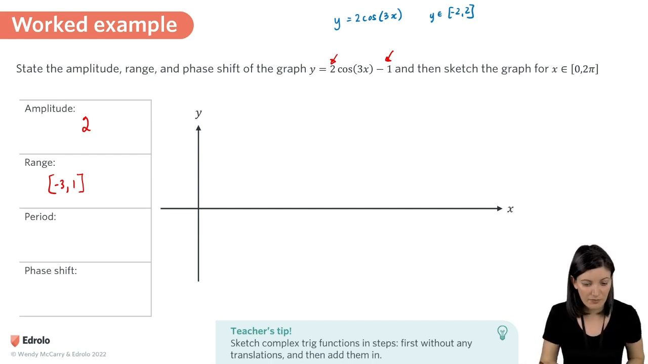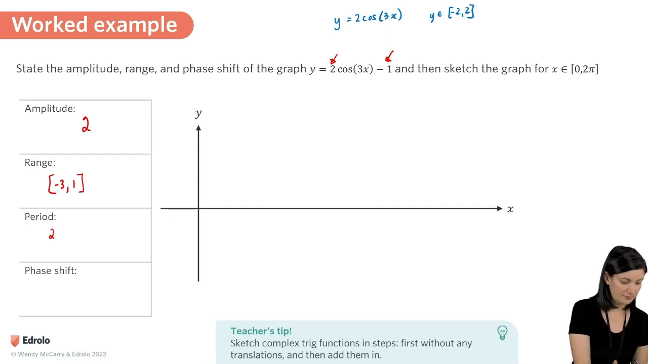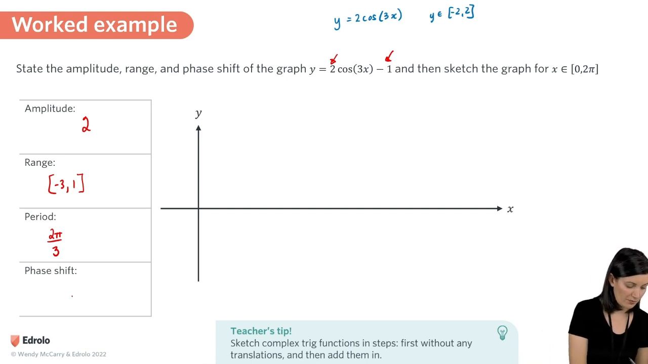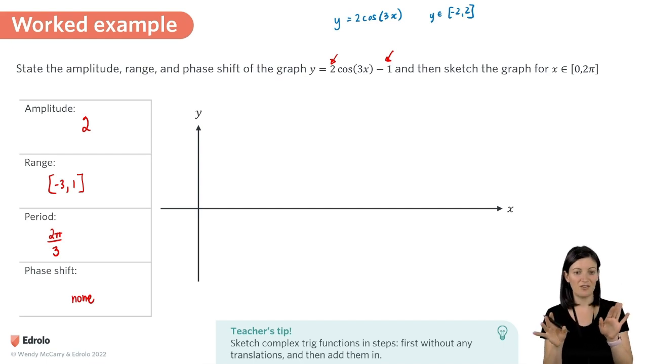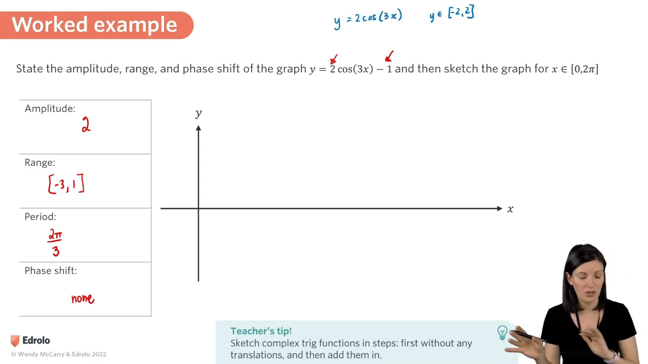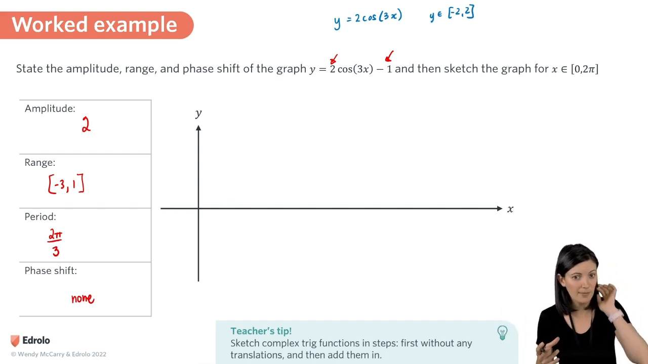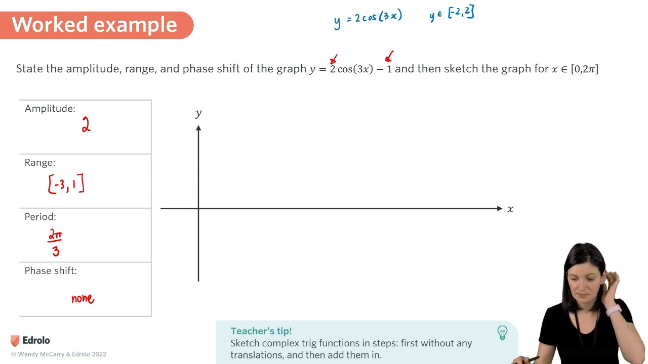What's the period of the graph? Well, the period is going to be 2 pi divided by 3. And we have no phase shift to worry about here. It's actually very mean, I think, if they give you a graph with both a vertical and a horizontal shift. It's pretty rare for them to put all the transformations into one exam question. I'm sure it could happen, but we're just going to deal with them one at a time for now.